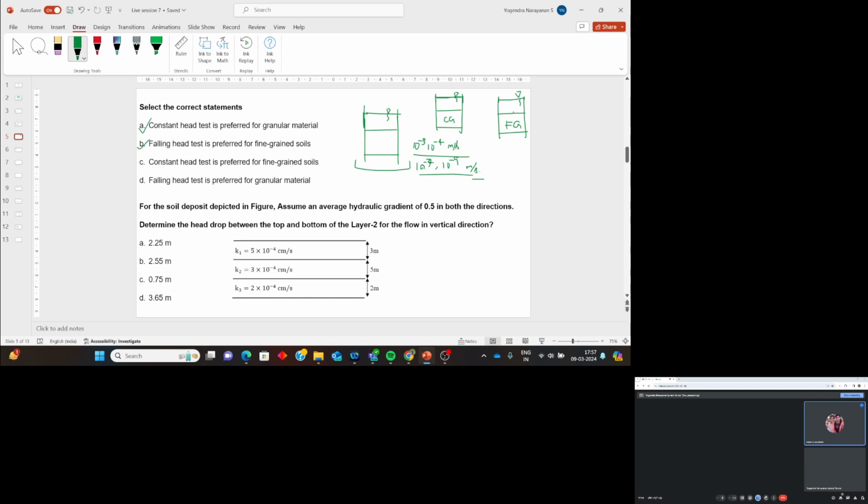So hence people came up with the falling head method for fine grained soil and the constant head method for coarse grained soil. That is the simple reason, which is common sense, due to which we follow constant head test for granular material and falling head test for fine grained materials. I hope it is clear now. Are you able to understand? Yes, sir. Understood.